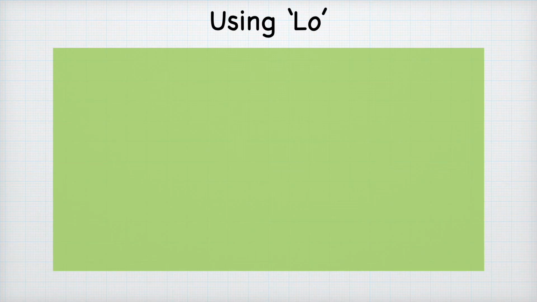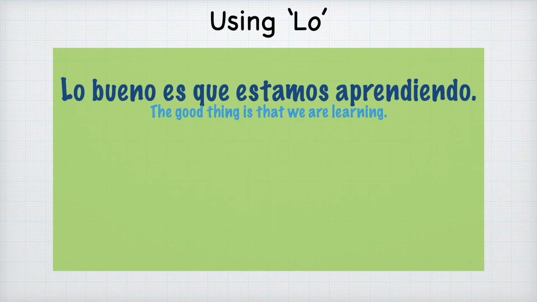At the beginning of the class, I mentioned lo. Lo is a neutral article, but it is not used with nouns. It's used with more abstract ideas, sometimes with adjectives and ordinal numbers that don't have a noun. And I have some examples for you. Lo bueno es que estamos aprendiendo. The good thing is that we're learning.